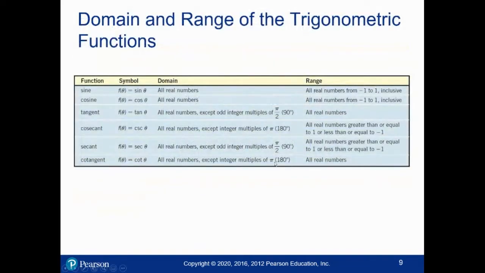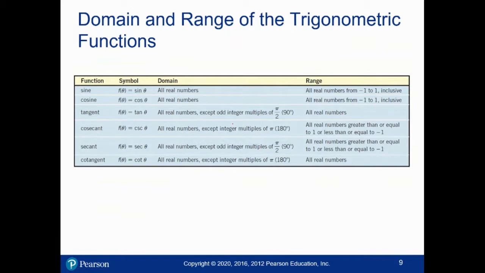So in summary, the sine function has domain all real numbers, but the range is between plus or minus 1, which it can equal. It can include plus or minus 1. The cosine function has domain all real numbers, and its range is all real numbers from plus or minus 1, including those endpoints.